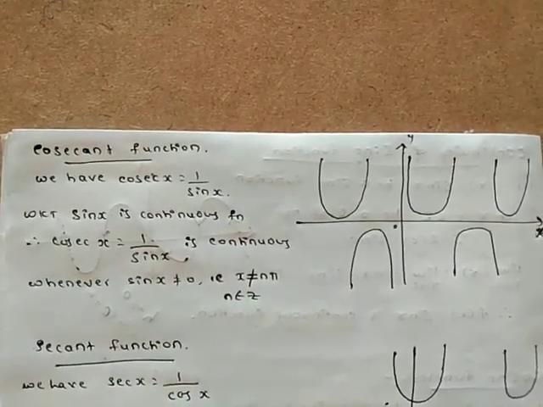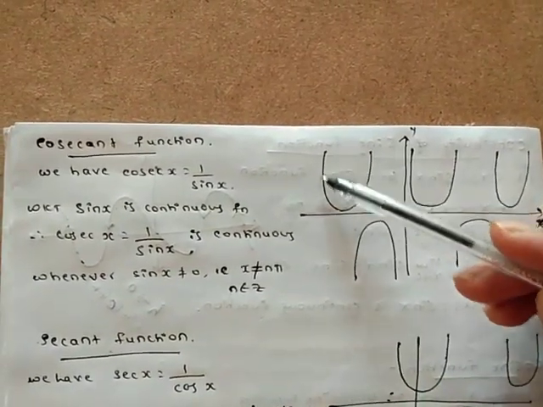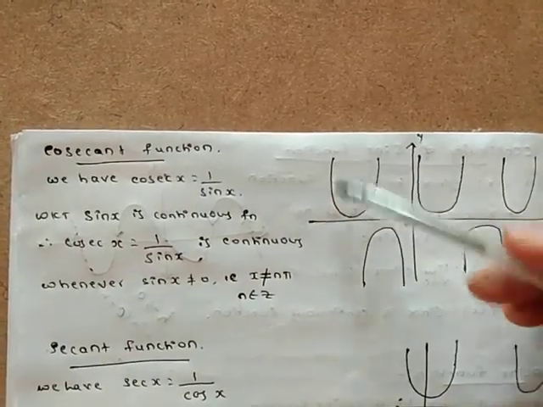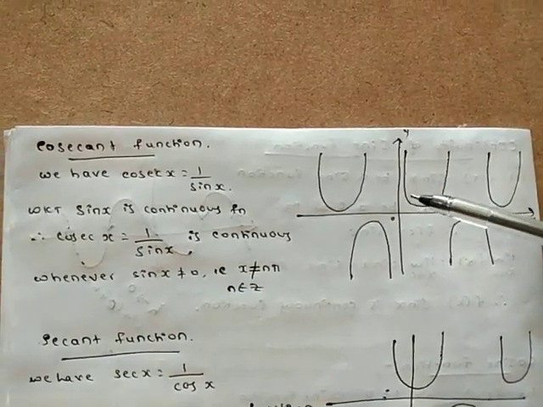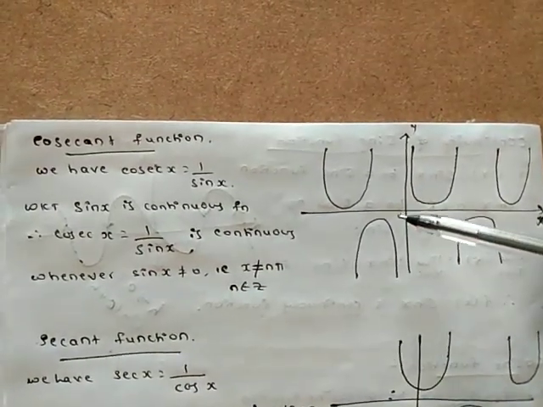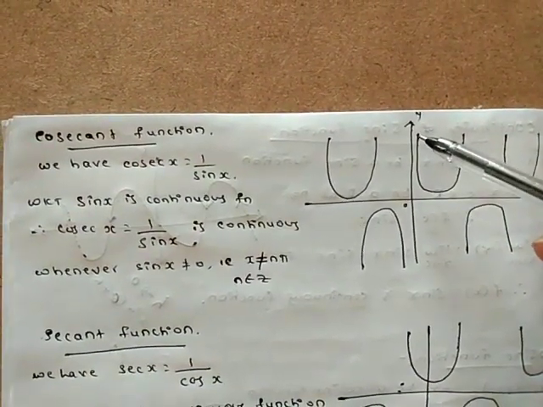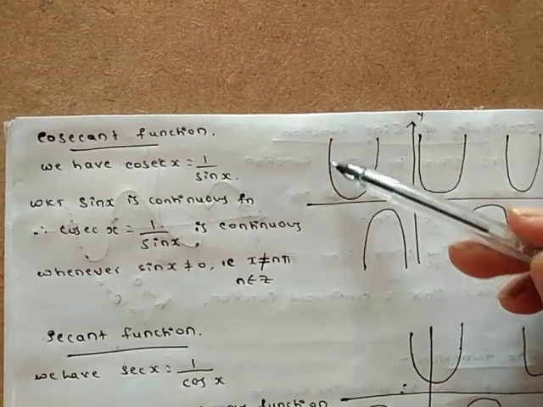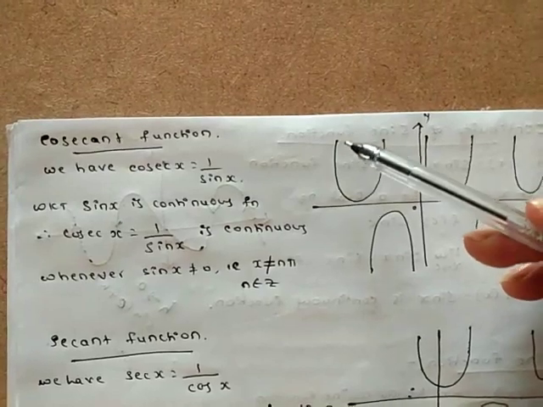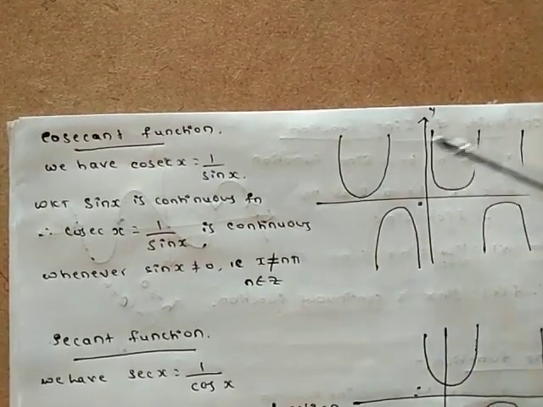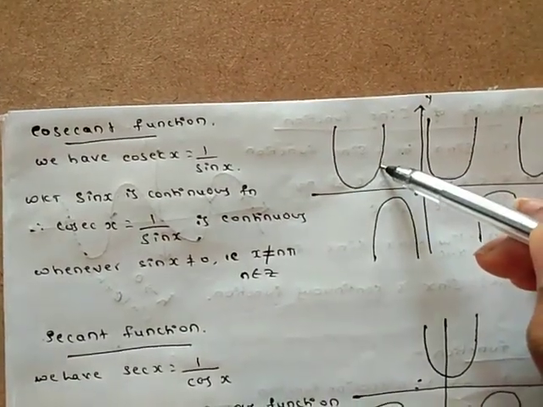So the next function is the cosecant function. Observe the graph here. In the last function, the tangent function, some points are not defined. Similarly, in the cosecant function also, at certain points the function is not defined. When the cosecant function is defined, on those points the cosecant function is a continuous function. Where it is not defined, the function is not continuous.